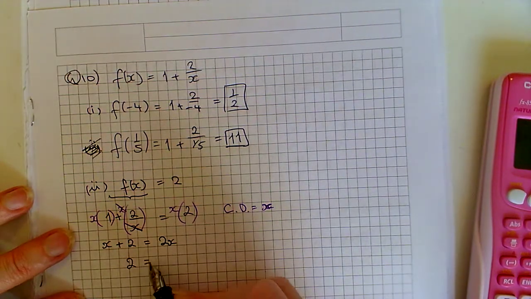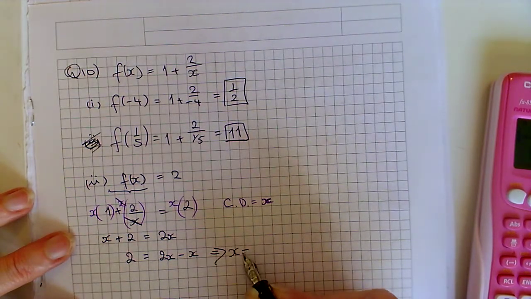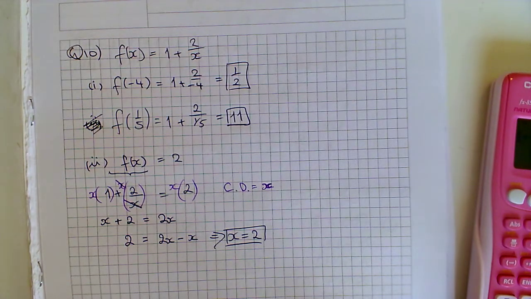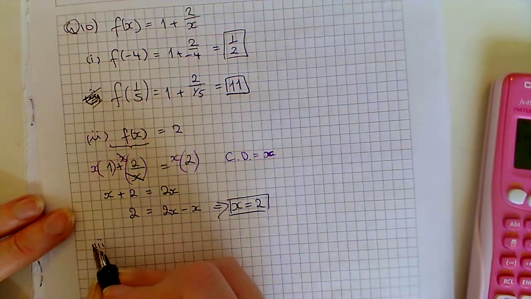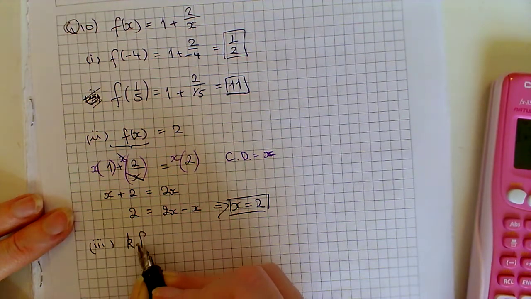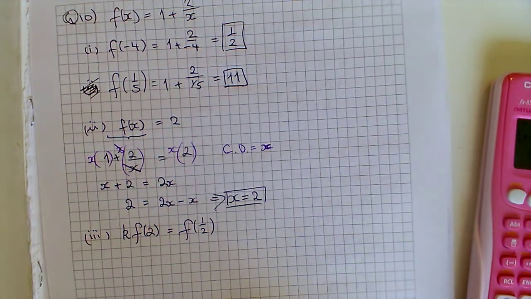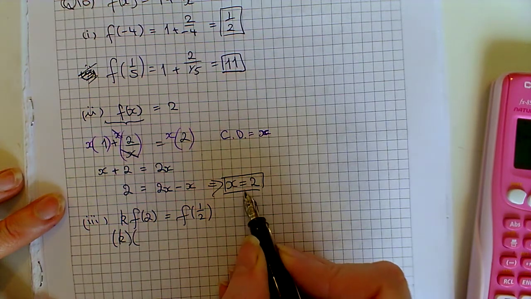And I'll leave the 2 there and bring the x over just because it's slightly more convenient, and I get x is equal to 2. So x is equal to 2. The input is equal to 2 when the output is equal to 2. Find the value of k in part 3 if k times f of 2 is equal to f of a half. Well, we haven't done f of a half yet actually, but we have done this part here. So k times f of 2 will be k times 2.